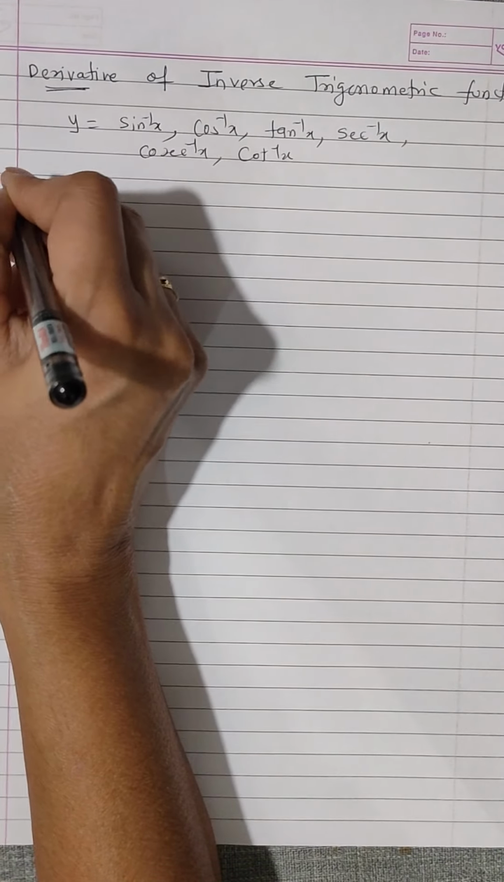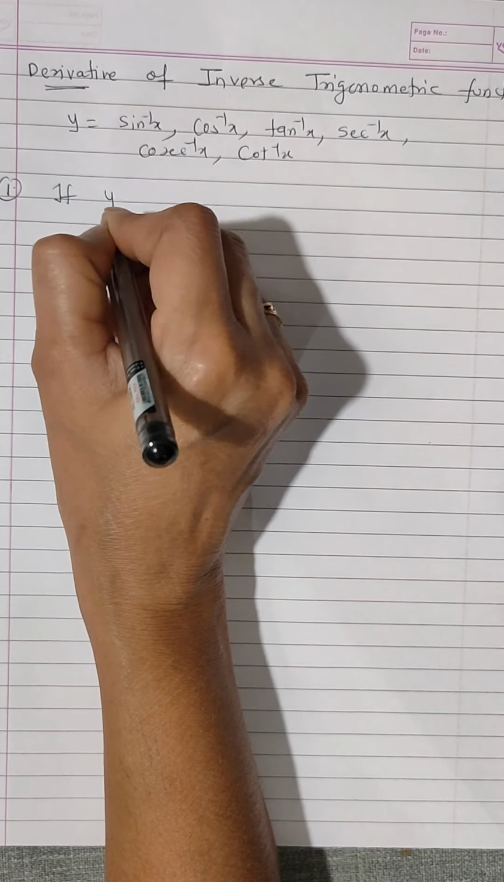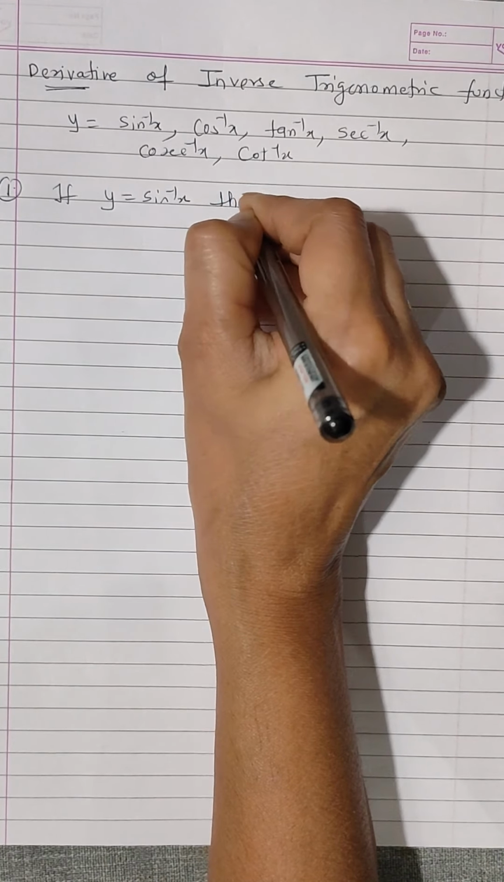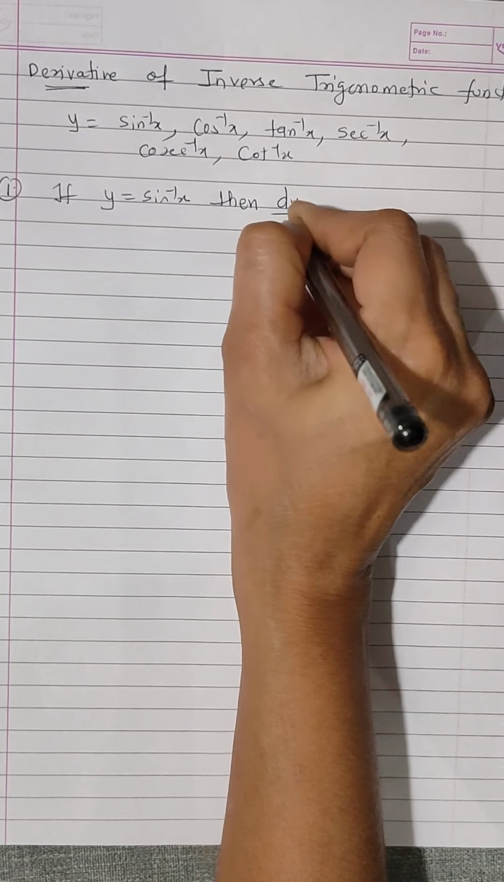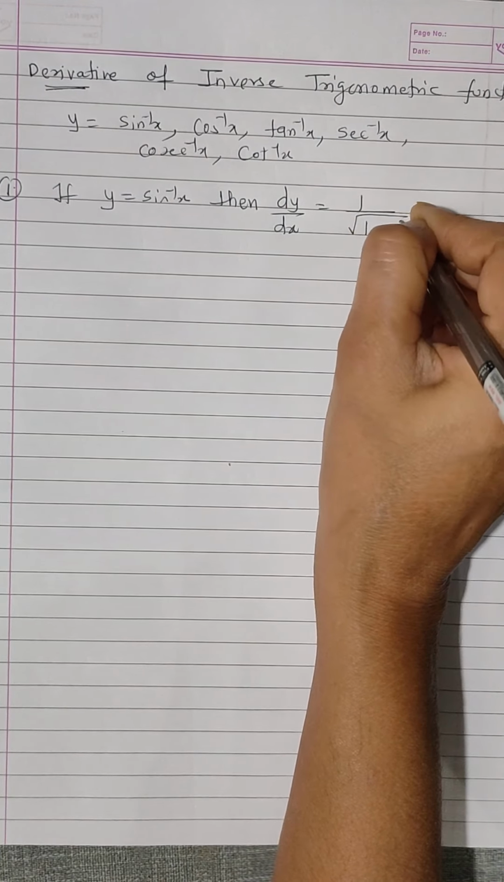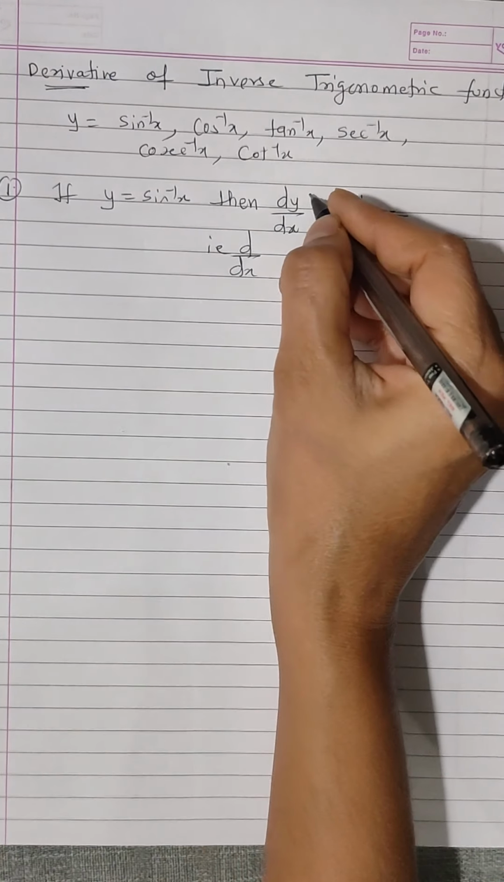Now the first formula I will take: if y equal to sin inverse x, then dy by dx is equal to 1 upon under root 1 minus x square. That is, d by dx of y.